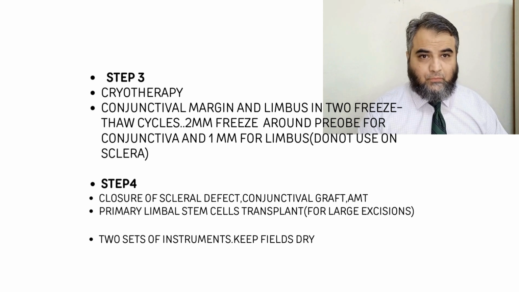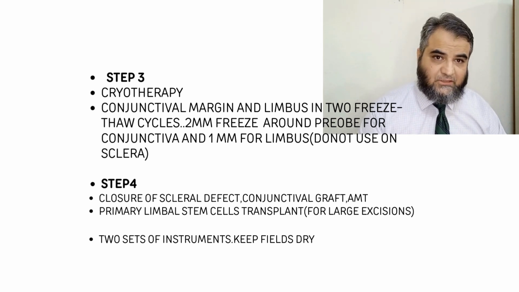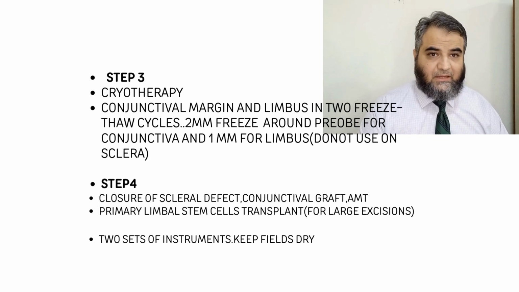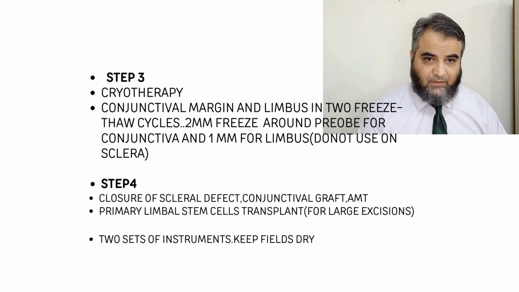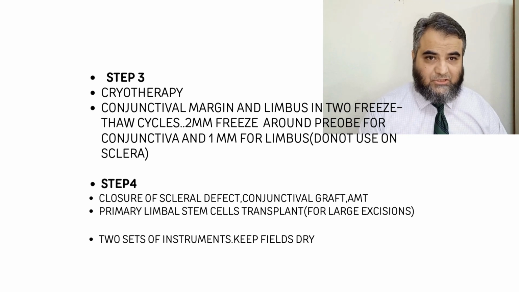So the thing is, usually when the surgery is done, two sets of instruments are used. One set is used when we are removing the mass from the cornea side and conjunctiva side, with minimal use of BSS, and the area is kept dry so that there is minimal spillage or contamination from that area to the nearby areas.